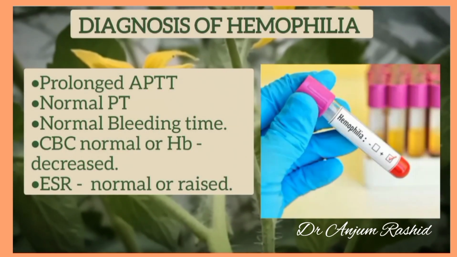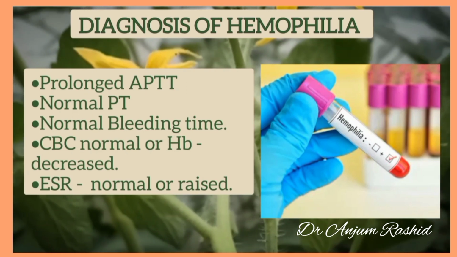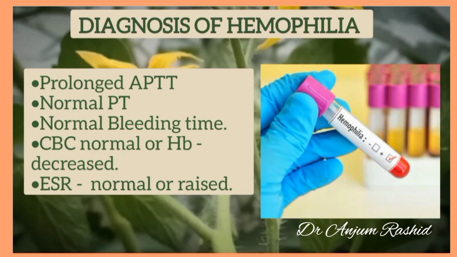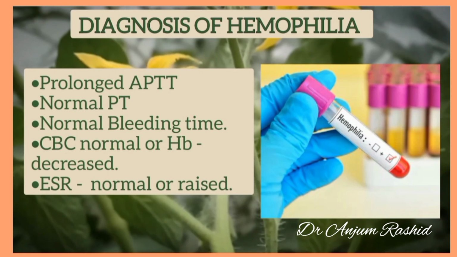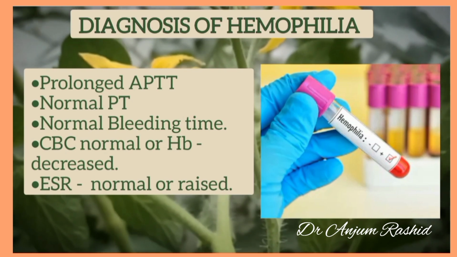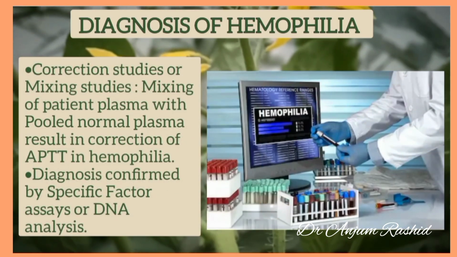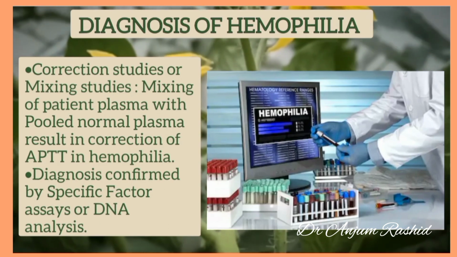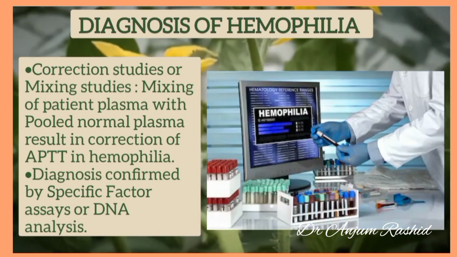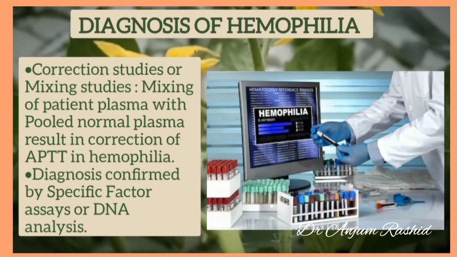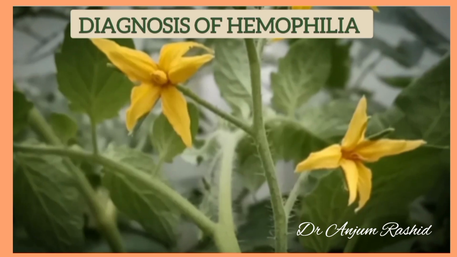Now, the diagnosis of hemophilia. In the laboratory studies, there is prolonged APTT, normal PT, normal bleeding time, CBC is normal or hemoglobin is decreased, and ESR is normal or raised. Now, correction or mixing studies are also done in hemophilic patients. In this, mixing of the patient plasma with pooled normal plasma results in the correction of APTT in hemophilia. However, diagnosis of hemophilia is confirmed by specific factor assay or DNA mutational analysis.